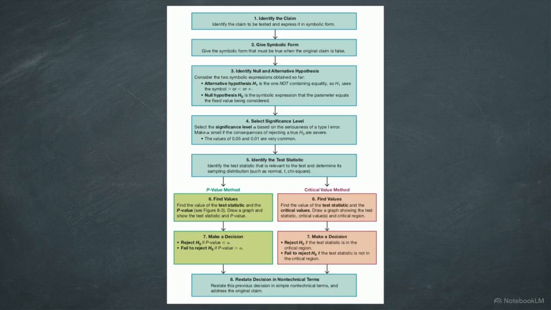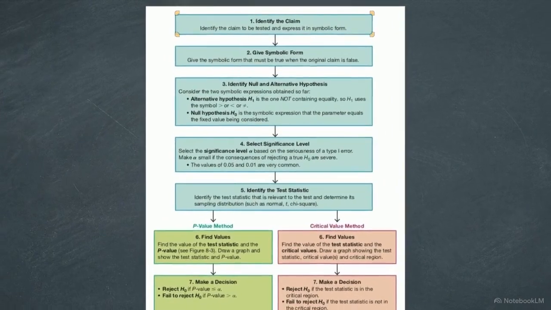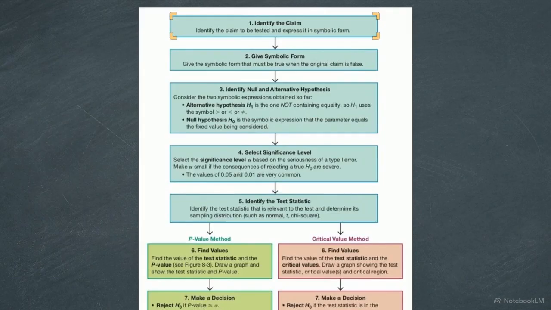We process our 52% sample through a strict 8-step framework. Step 1 requires us to express the original colloquial claim symbolically. For a majority using two-factor authentication, we write P is greater than 0.5. Step 2 identifies the mathematical condition that must exist if the original claim is false. If a majority is false, then P must be less than or equal to 0.5.